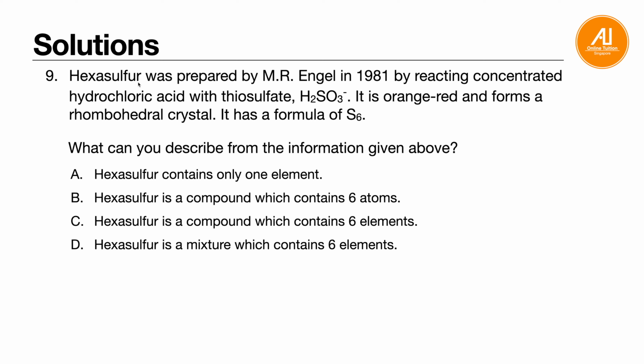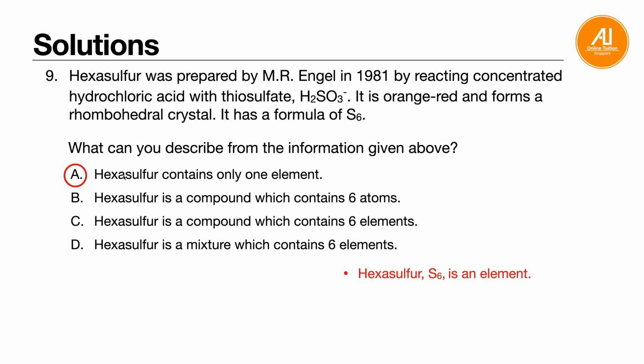Question 9. They tell you hexasulfur was prepared by reacting concentrated HCl with thiosulfate. It is orange-red and forms a crystal. It has the formula of S6. So what can you describe from the information given above? Take note, hexasulfur is an element. Hexa means 6. Sulfur, so 6 atoms join together to form a molecule. So it's an element. There's only one type. So answer obviously will be A. Don't get tricked by this thiosulfate or hydrochloric acid here.